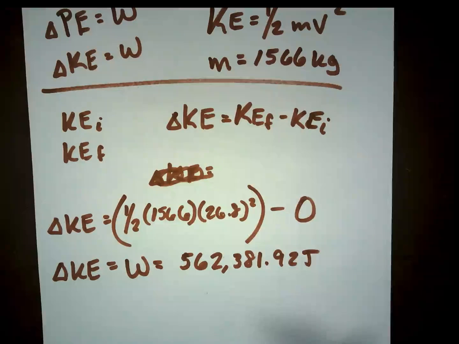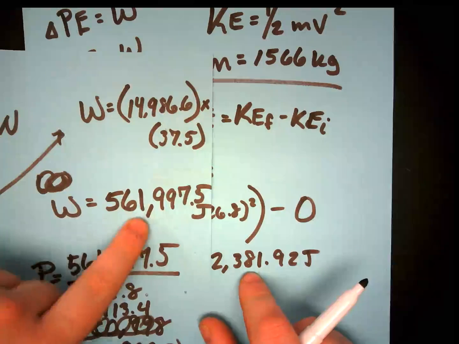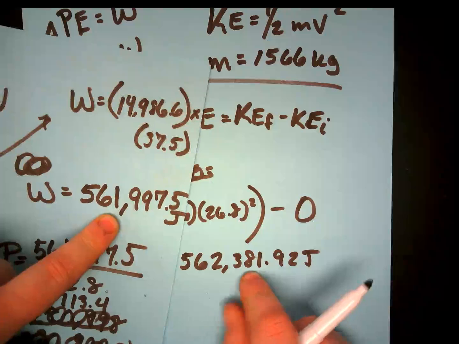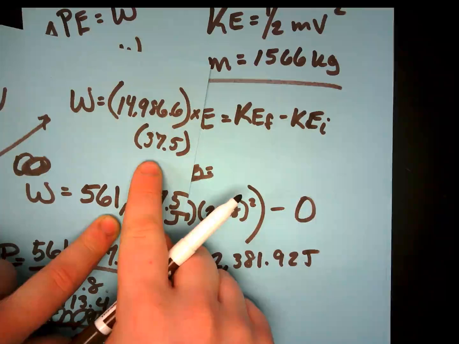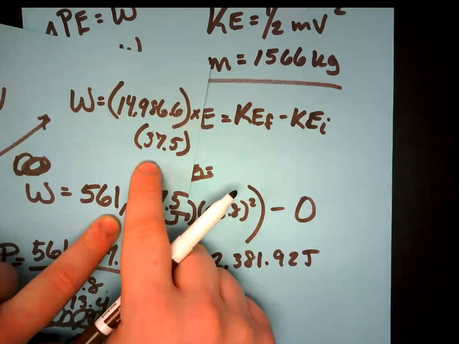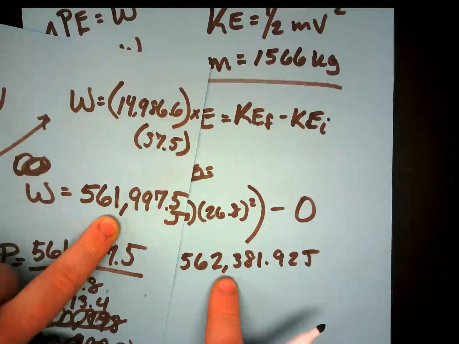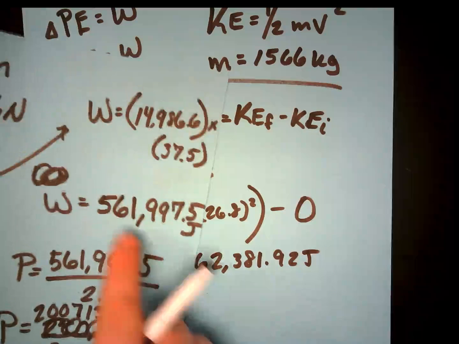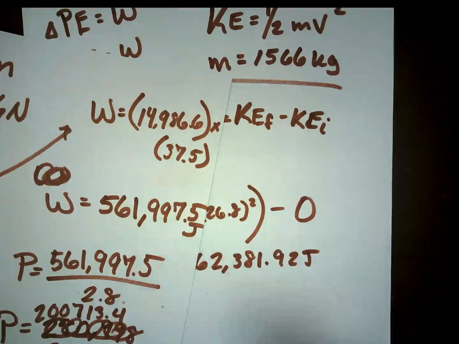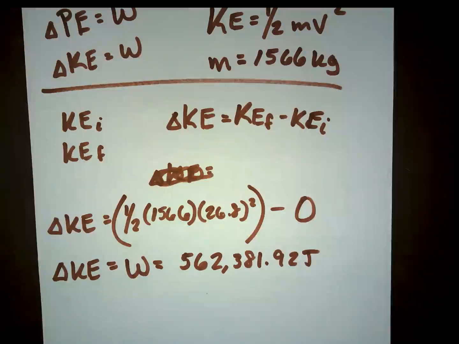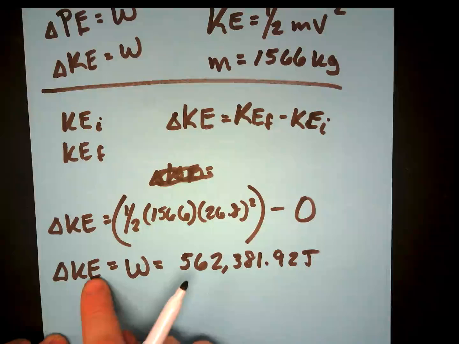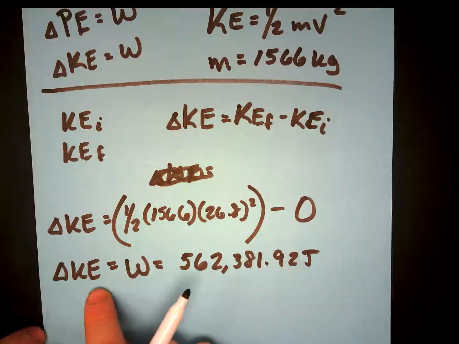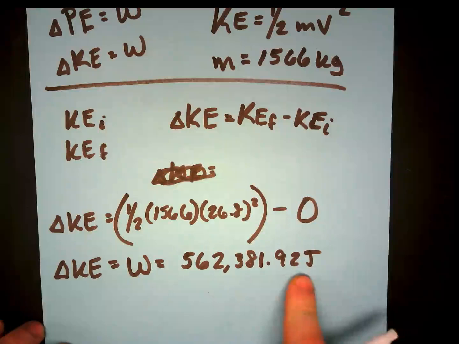And pretty much the only difference is, the reason why these two are not exactly the same is because here I didn't keep sig figs. So if I would have kept sig figs over here, we'd be way closer to this number right here. But honestly, it's pretty much just a difference of less than 1,000, which is pretty good. So anyway, here, still using the kinetic energy equation in order to find our work done.